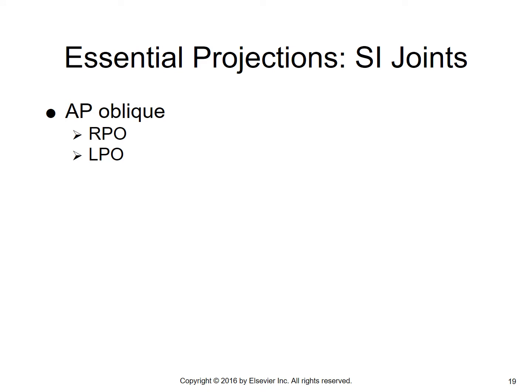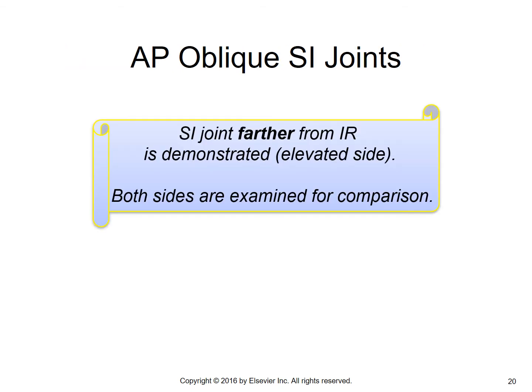For SI joints, we're going to do RPO and LPO. Very, very important to remember when you're doing SI joints: the SI joint farther from the IR is demonstrated. What we mean by demonstrated is that it's open. So if I'm doing the RPO, the left SI joint would be open. If I'm doing the LPO, the right would be open. So, farther from the IR.